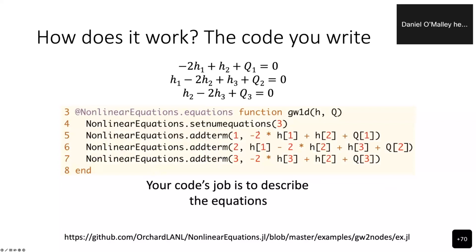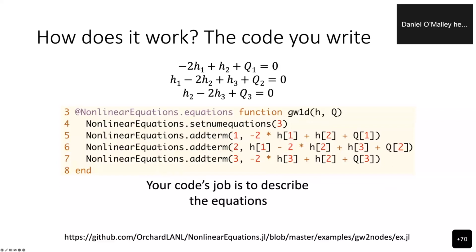The way that I think of it is that you start out with 3 equations and the equations are like 0 equals 0. And then as you go through the code, you're adding terms to the equation. So this is saying add a term to the first equation. And that term is -2 times H1 plus H2 plus Q1, which is just the same as this right here. And now basically we've represented this first equation. And then you do the same thing for the second equation and the third equation.